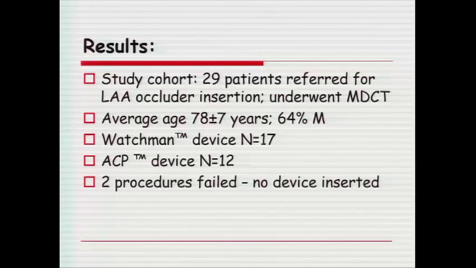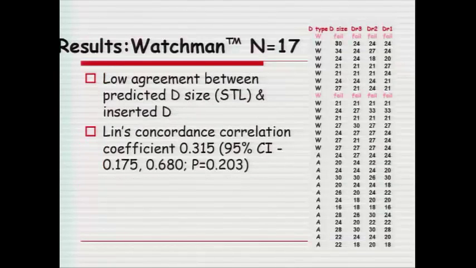So our cohort included 29 patients referred for LAA occluder insertion and who underwent CT, with an average age of 78. 64% of them were males. Watchman devices were inserted in 17 patients, and Amplatzer plug devices were inserted in 12 patients, while 2 procedures failed with the insertion of no device.